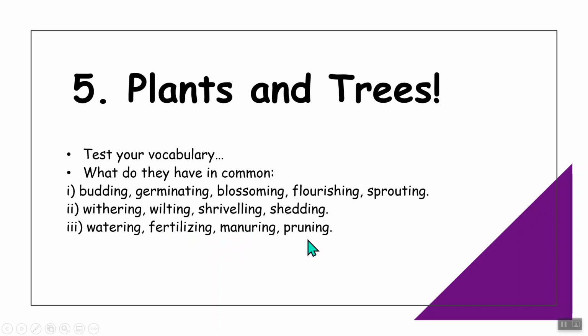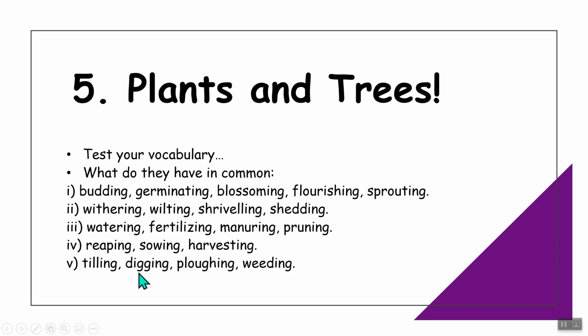Manure, hnojivo. Pruning is when you cut the twigs, parts of the plant, to make it grow more in the future. Reaping, sowing, harvesting, these are all about farming. To reap, to get the harvest in. To sow is to plant it. And harvesting is the process of taking in the finished goods or plants. And tilling, digging, ploughing, weeding, it's all work on the soil.